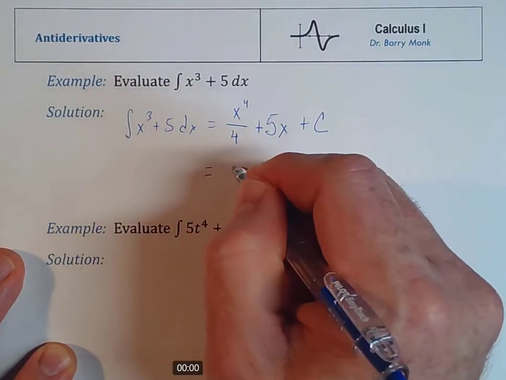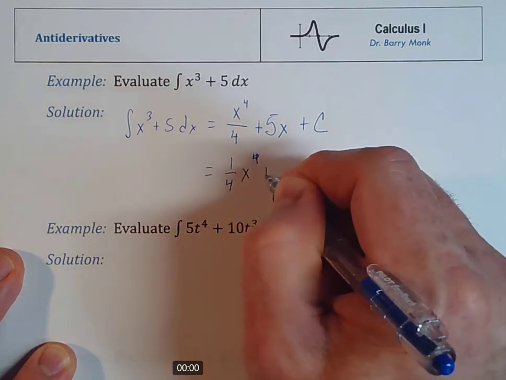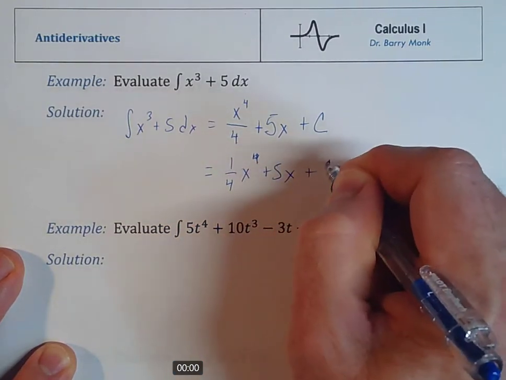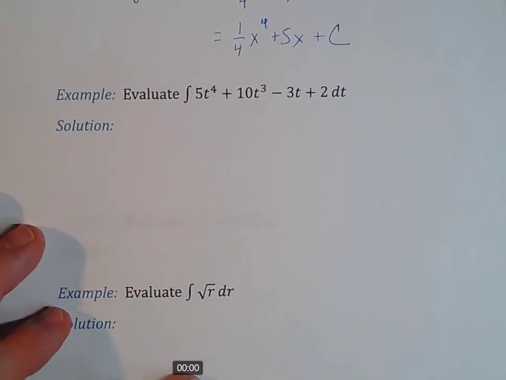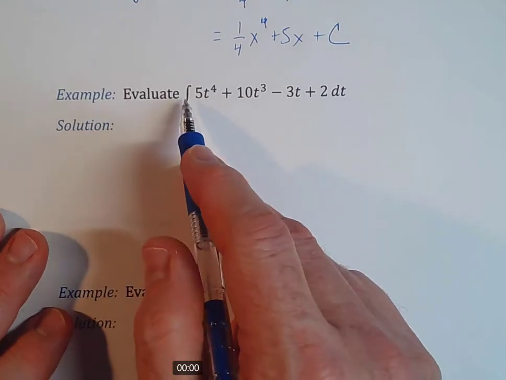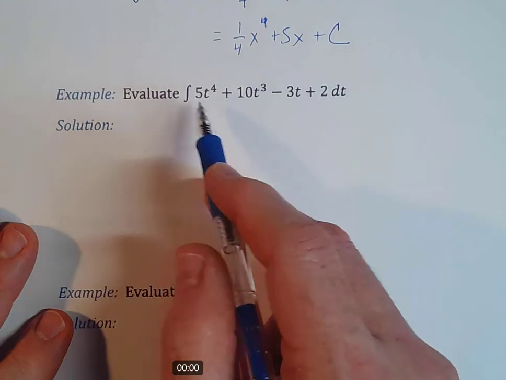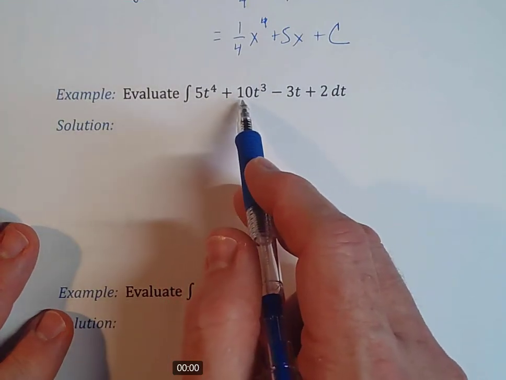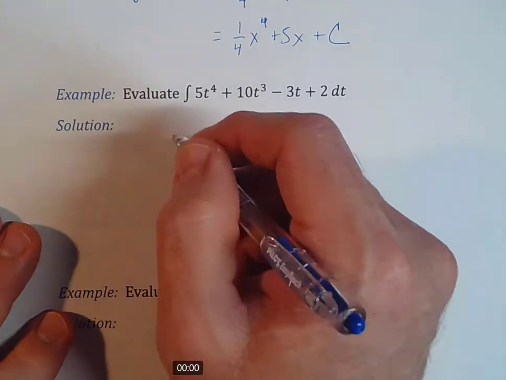Now we may make that look a little better. There are different ways of writing this, but it's an equivalent answer. And there we go. Well, what about this one? It looks kind of complicated, but honestly, not too much. We're evaluating this indefinite integral. We're trying to find the antiderivative with respect to t. All right, so I'm going to take it one at a time.